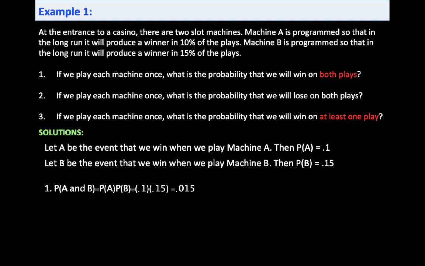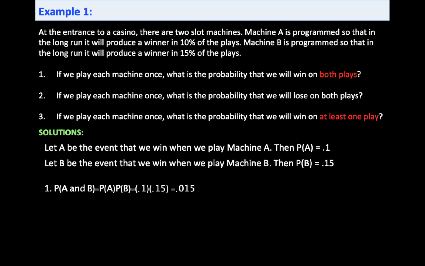Probability of A and B equals, you can use probability of A plus probability of B minus probability of A union B. But here we know these two machines are independent. Therefore, you can use probability of A and B equals probability of A times probability of B. Then multiply these probabilities. It is 0.015. Then go to the second question.